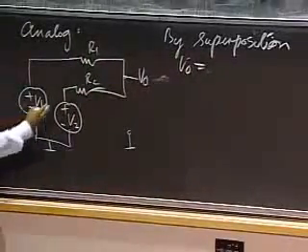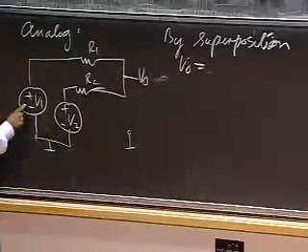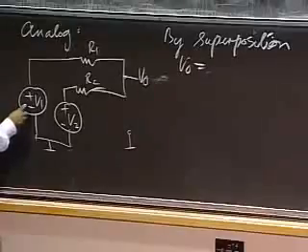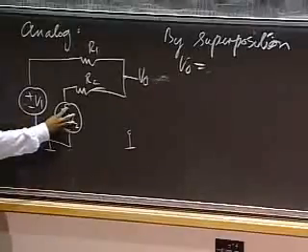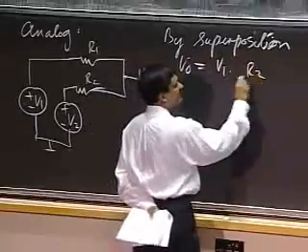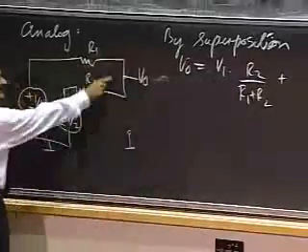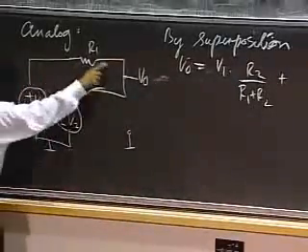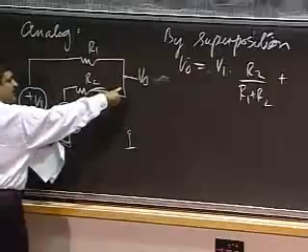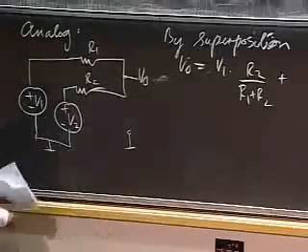To find that out, I short this voltage. I zero out this voltage and look at the effect of V1. The effect of V1, if this were shorted out, is simply V1 times R2 divided by R1 plus R2. This is now a voltage divider, right? A voltage V applied across two resistors and the output taken across one resistor. So that's this value.